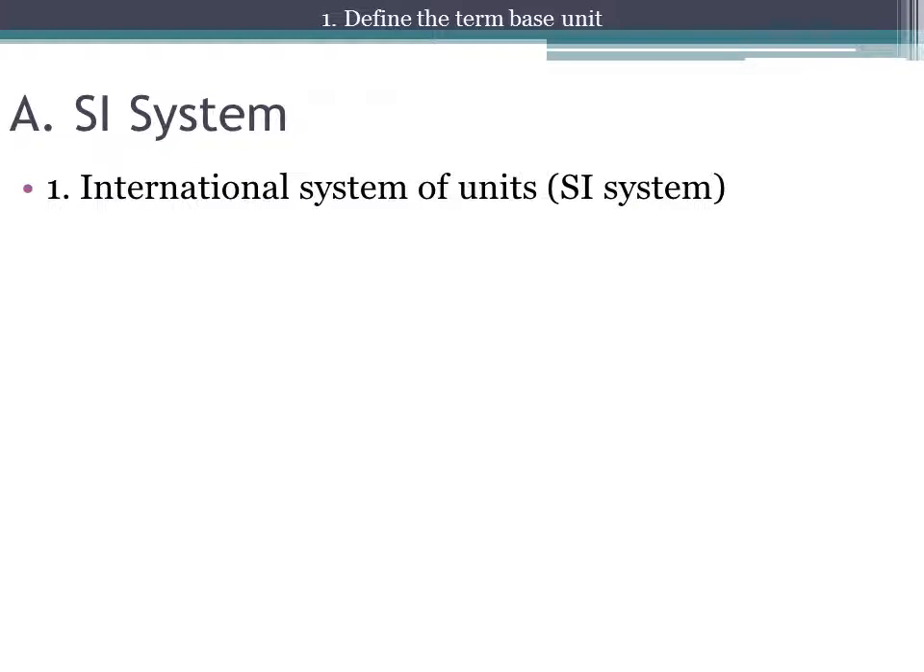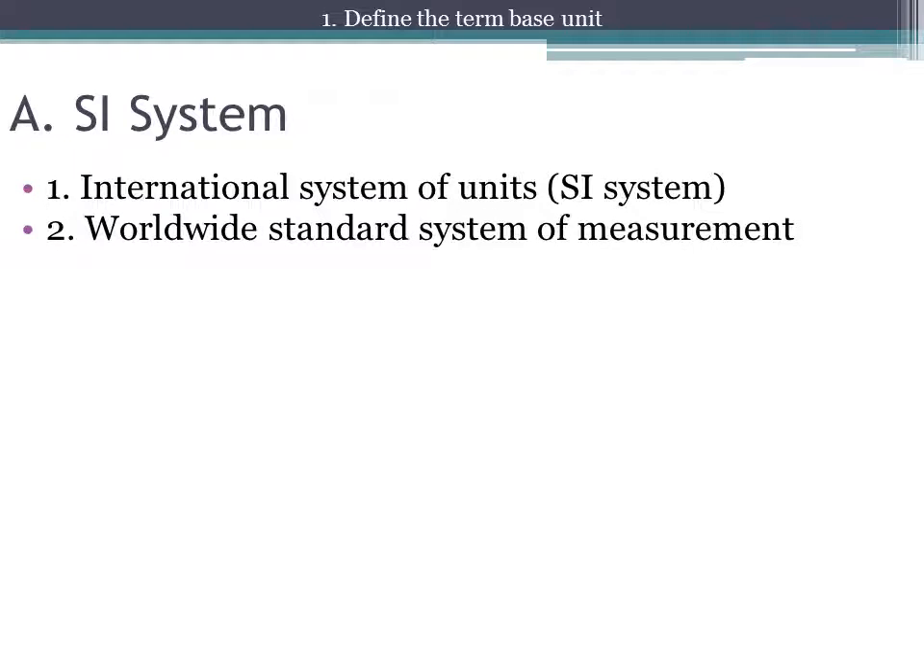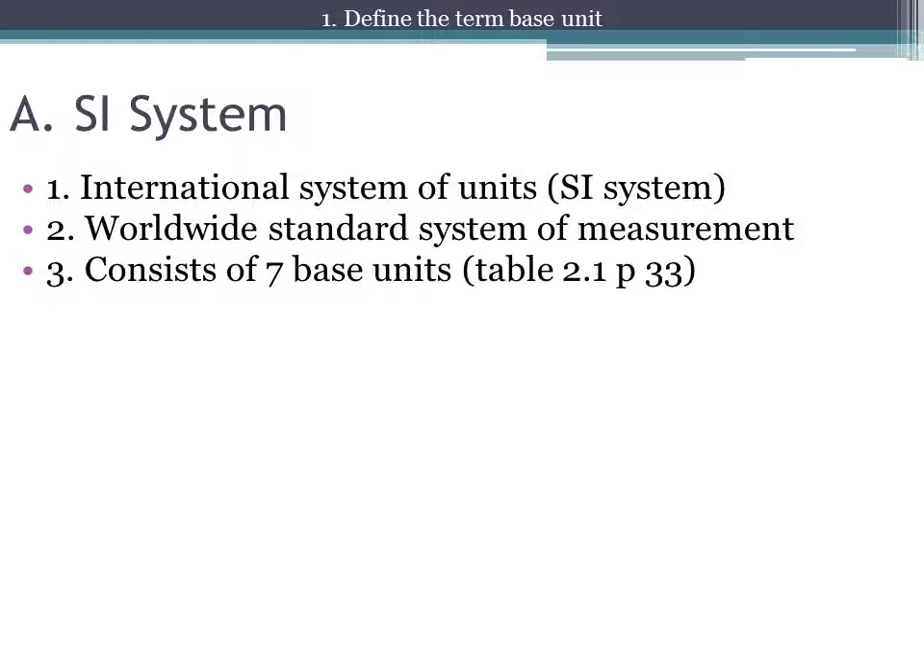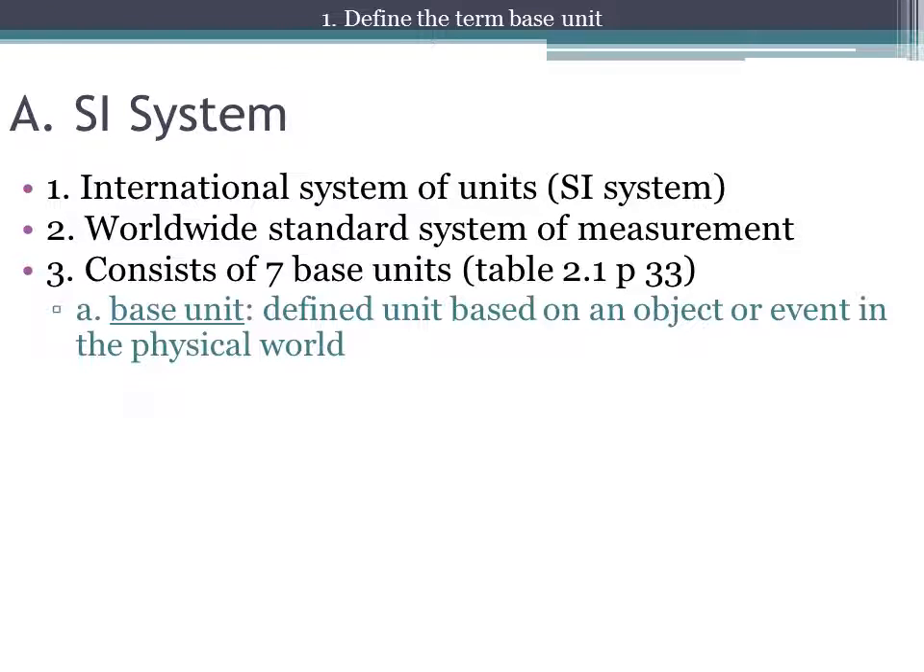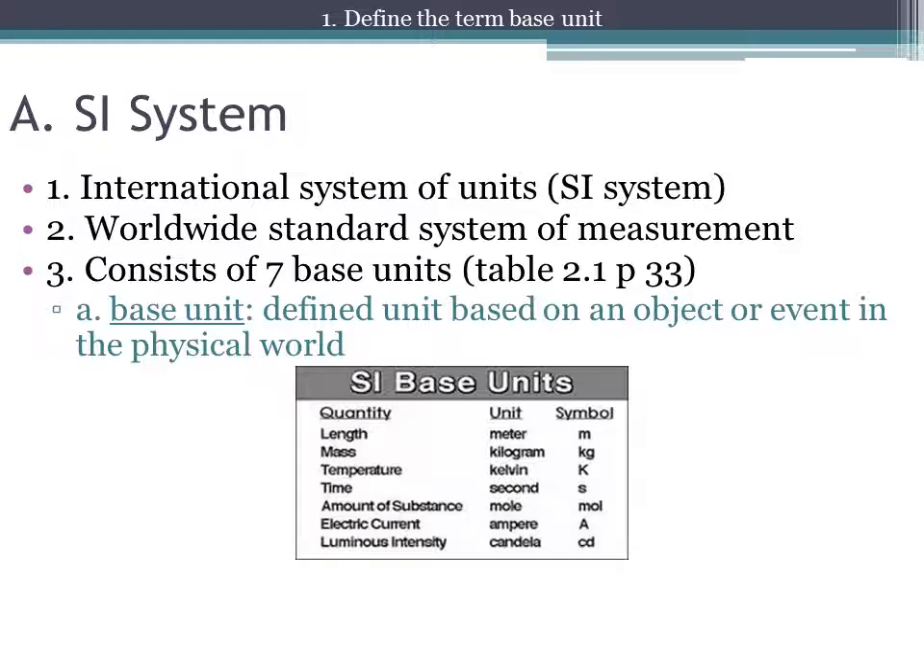The SI system, which stands for the International System of Units, is a worldwide standard system of measurement. It consists of 7 base units. You can see these base units listed on table 2.1 on page 33 of your textbook. The definition for a base unit is a defined unit based on an object or event in the physical world. Here is a list of the 7 SI base units. These are the same ones that you see on that table on page 33 of your text.